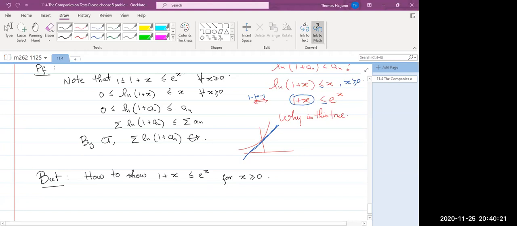One way to show is, I want to do derivative, but not yet. I want to define a new function, let me call that f(x), equals e to the x minus x minus 1. Okay, I want to show that this is always positive. Need to show that f(x) is non-negative for x greater than or equal to 0.